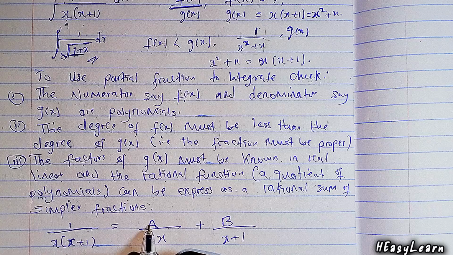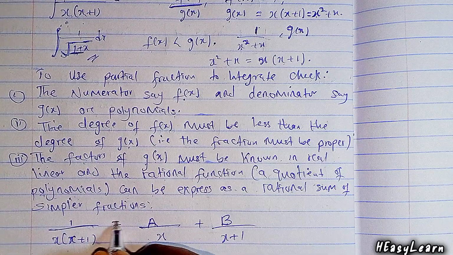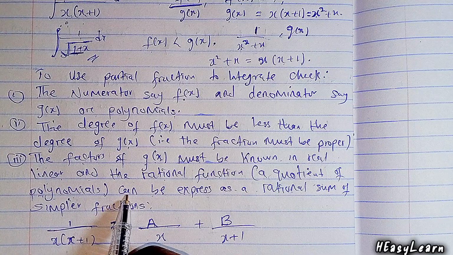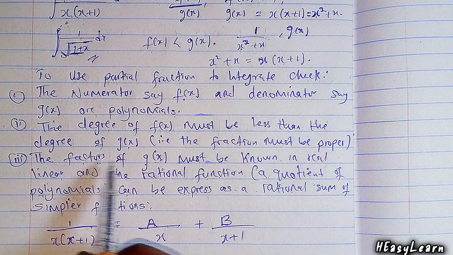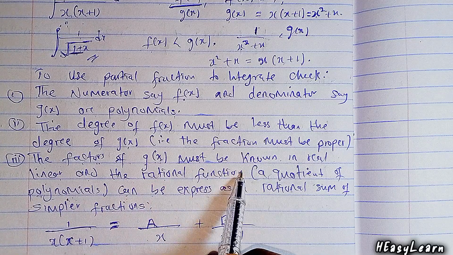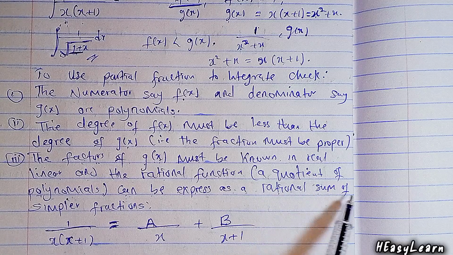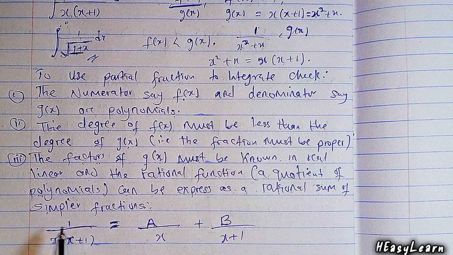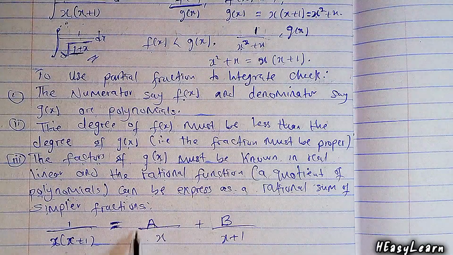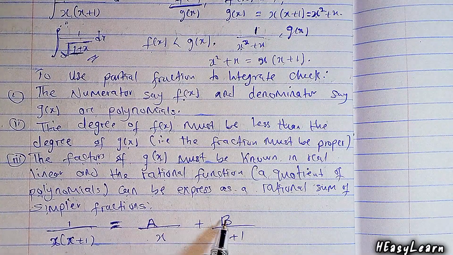We call these undetermined coefficients, which we will determine, called the method of partial fractions. That is what it means here. That the factors of g of x must be known in real linear form, and the rational function can be expressed as a rational sum of simpler fractions. That is, this fraction can be rewritten as what? Another simpler fraction, of which we determine the a and the b.